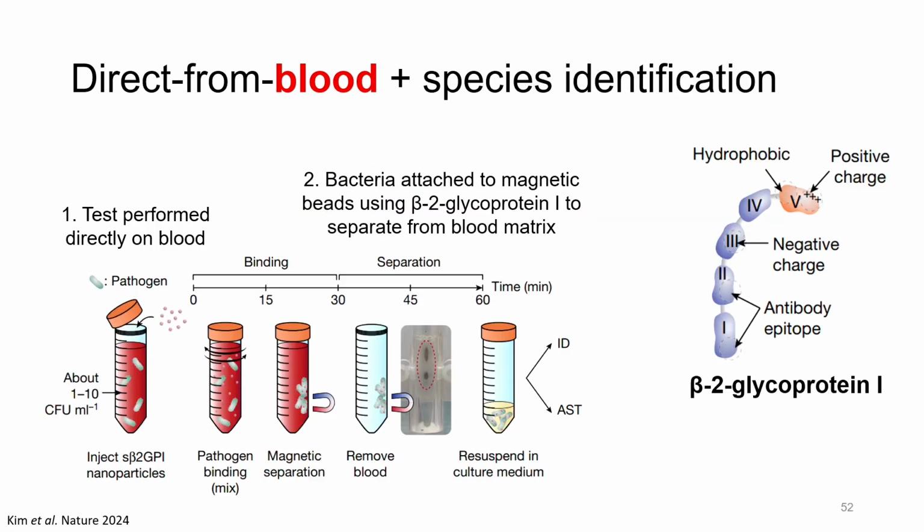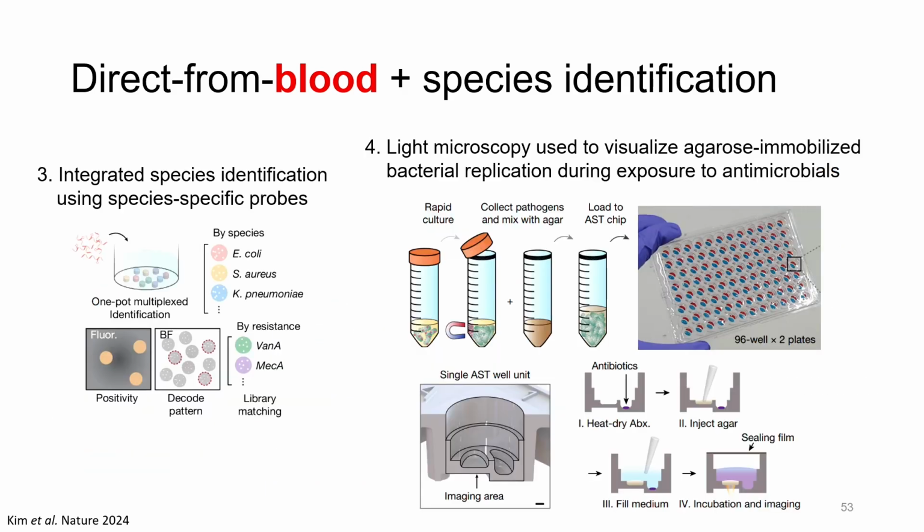So to do this, what happens is the researchers took this special glycoprotein that can bind to any bacteria and added on a magnetic bead. And so the bacteria are bound up with this magnetic bead glycoprotein complex, and then they're taken out of the blood matrix. So that sorts out the matrix issue. And then they resuspend it in a culture medium, and they proceed to their AST, and then they also have the species identification component.